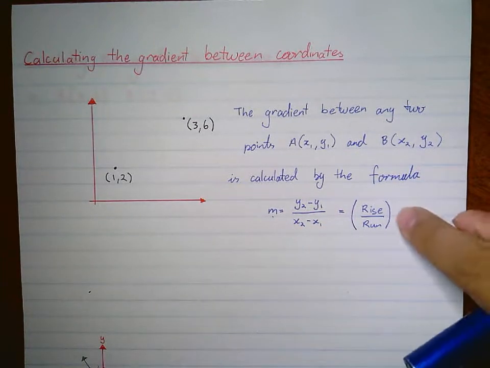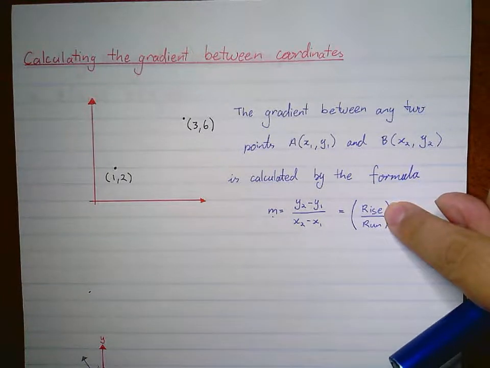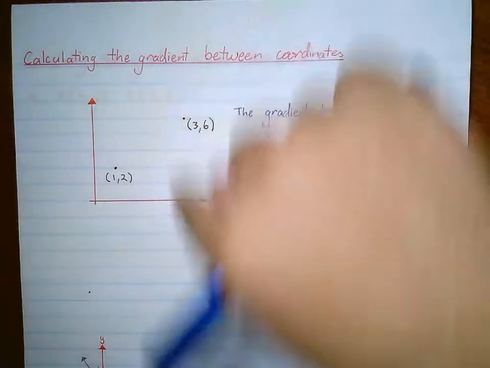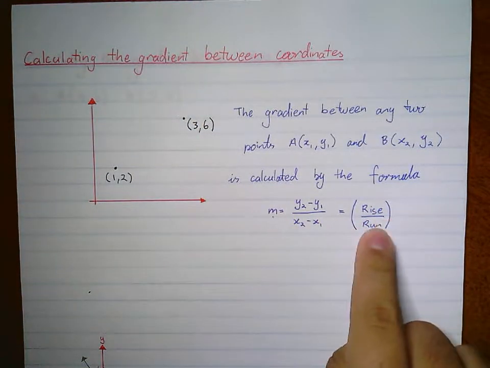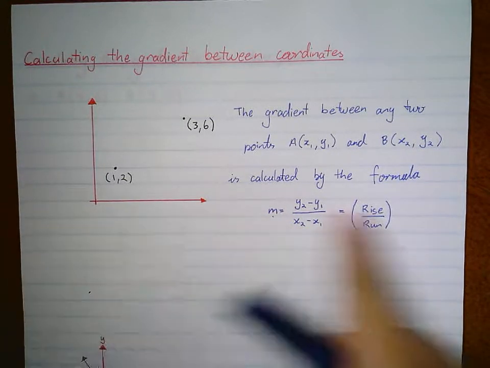And you can remember this by rise over run, because the rising happens on the y coordinates, because the y's are up and down, and the run is going across, which is the x coordinates going across.